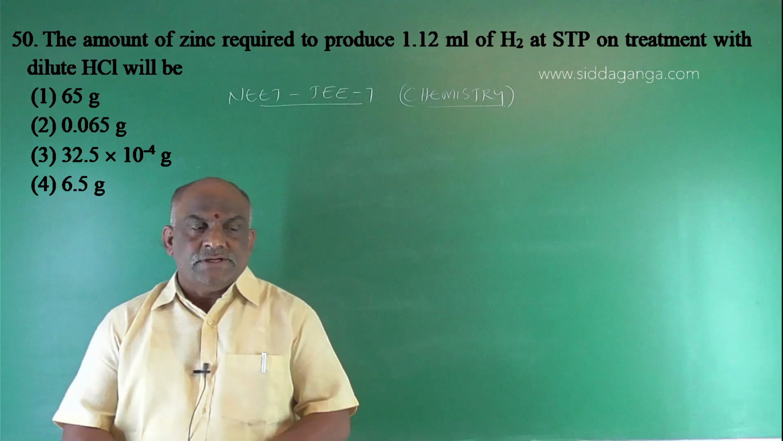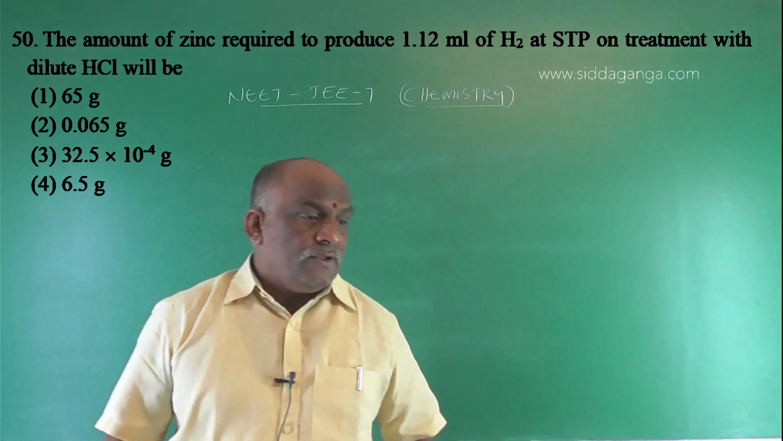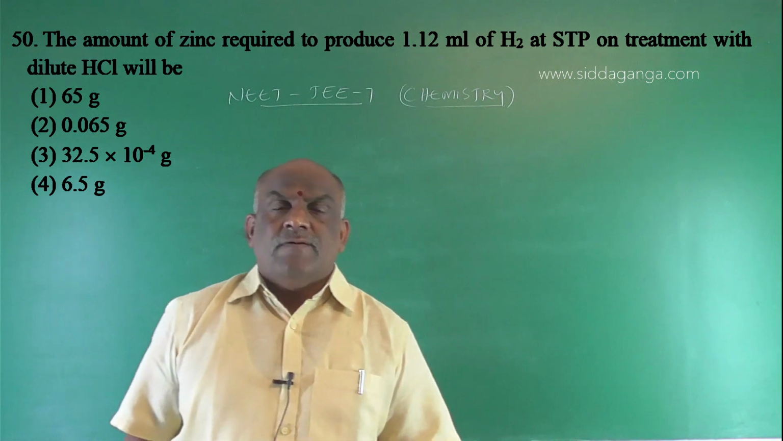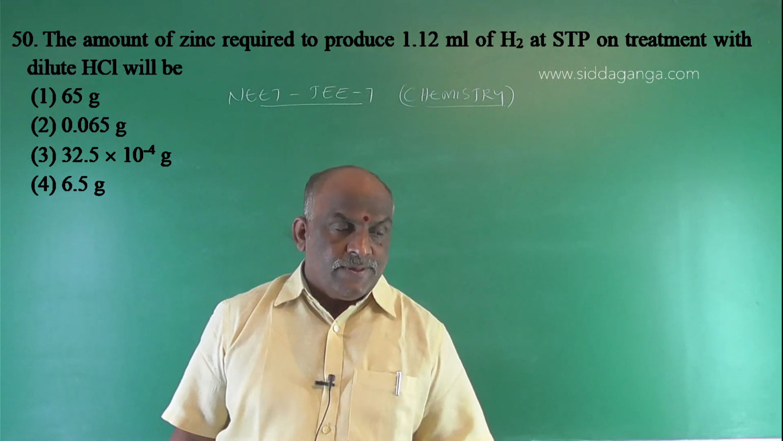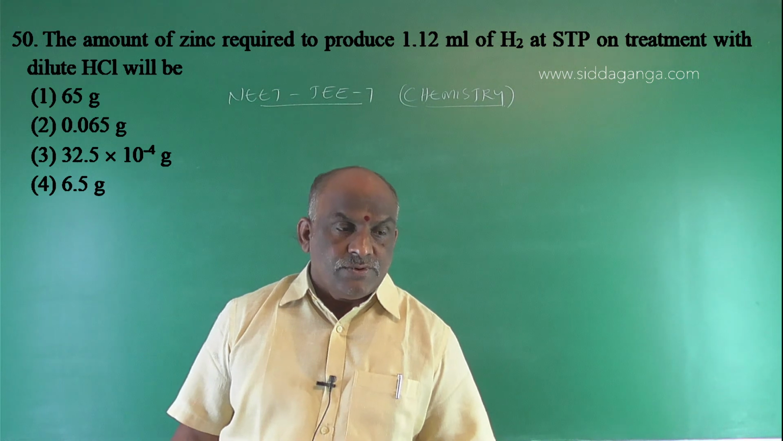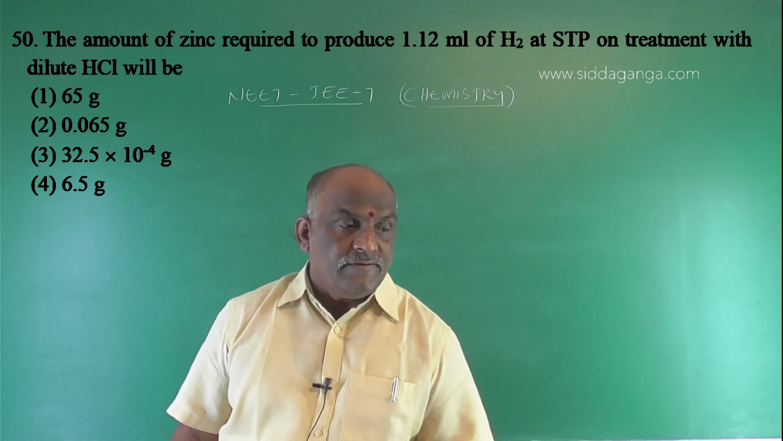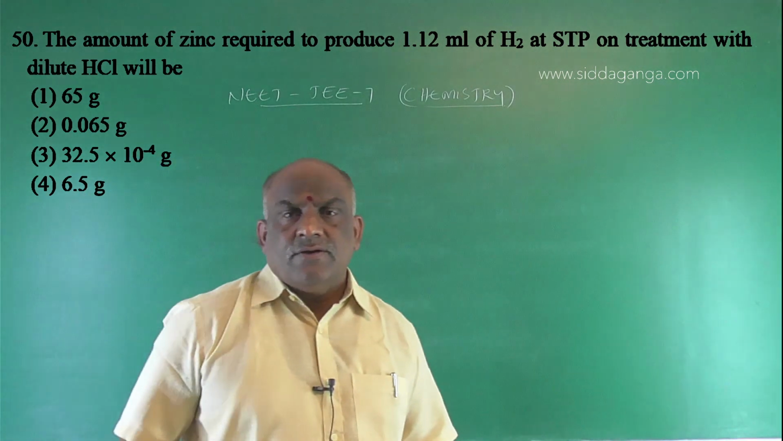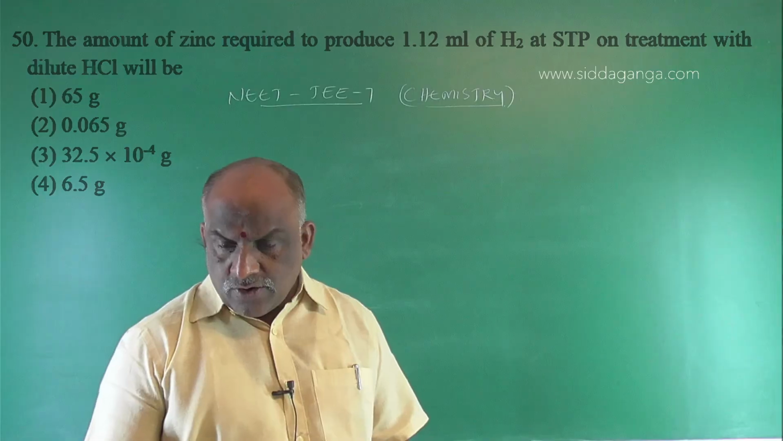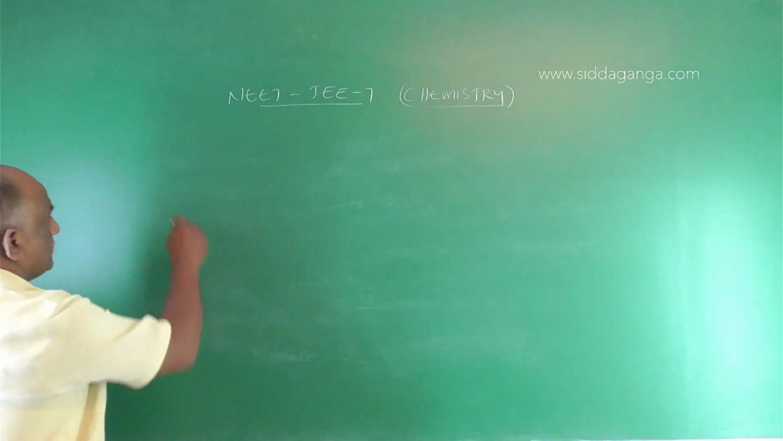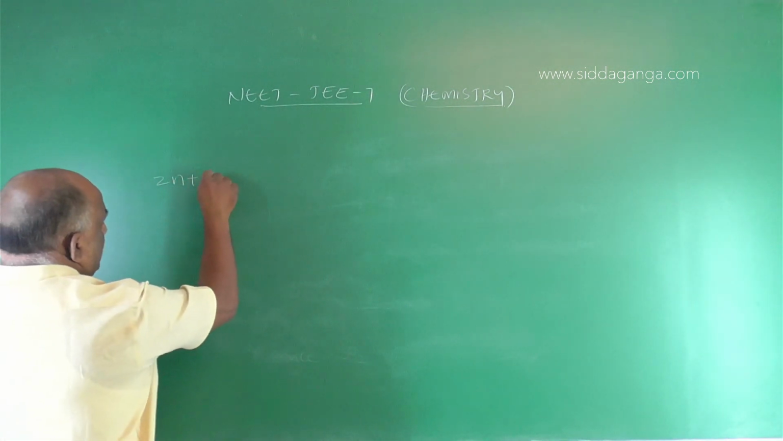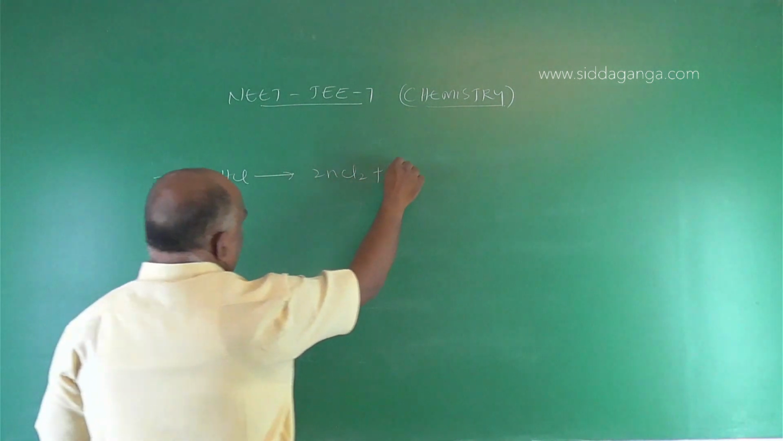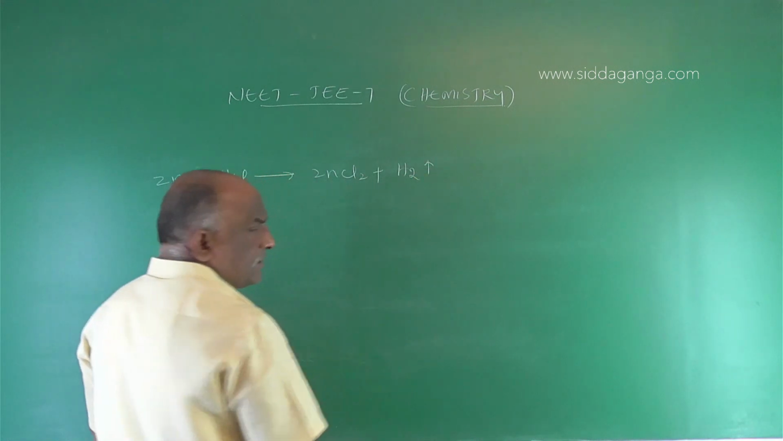Now observe this next question: the amount of zinc required to produce 11.2 ml of H2 at STP on treatment with dilute HCl will be. So this is a stoichiometric calculation numerical, a weight versus volume numerical. So how to find this answer? Zn plus 2HCl gives rise to ZnCl2 plus H2. So this is a balanced stoichiometric equation.